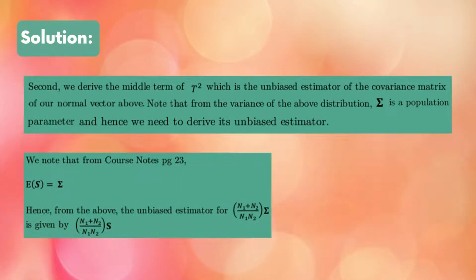Second, we derive the middle term of T squared, which is the unbiased estimator of the covariance matrix of our normal vector. Note that from the variance of the above distribution, sigma is a population parameter, and hence we need to derive its unbiased estimator. We note from our course notes that the expectation of S is equal to sigma. Hence, the unbiased estimator for (n1 plus n2) over (n1 n2) sigma is given by (n1 plus n2) over (n1 n2) S.